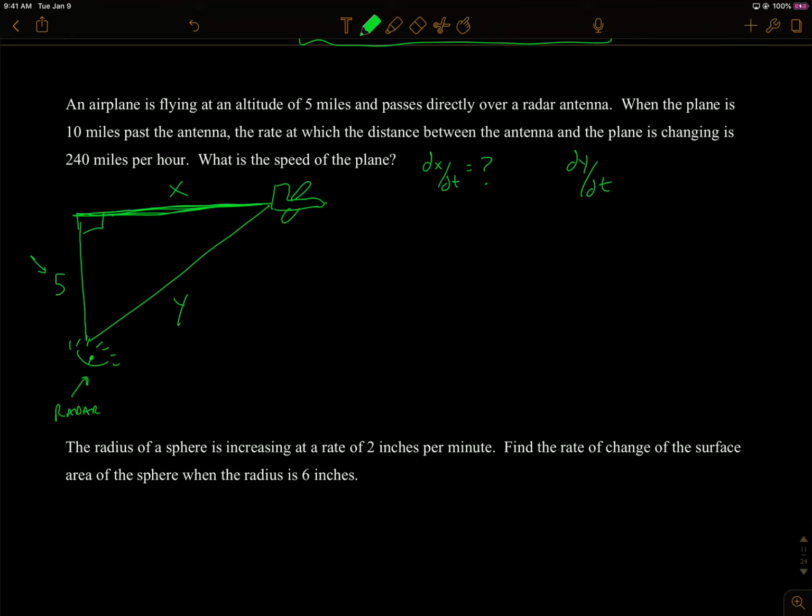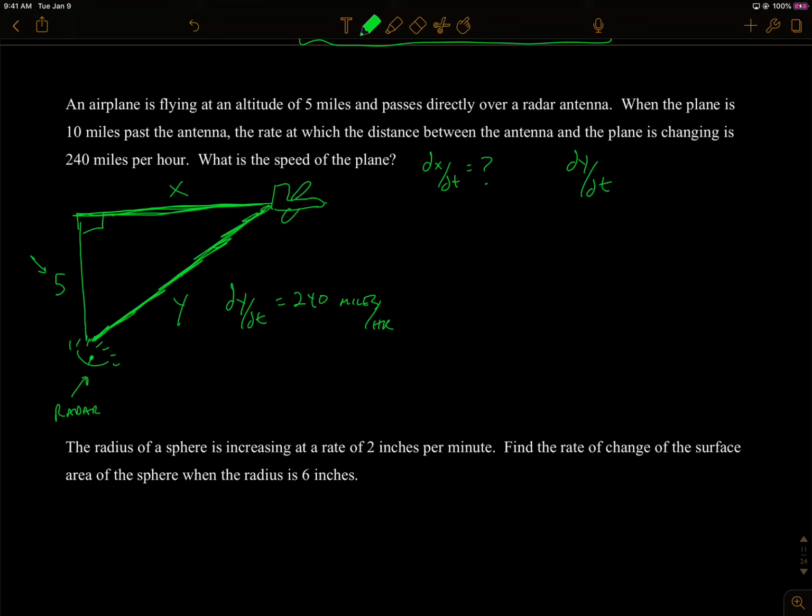And they tell us that the rate at which the distance between the antenna and the plane, so from the antenna directly to the plane, right, that rate is changing at 240 miles per hour. So that's a positive rate because y is going to be growing. We also expect the speed of our plane to be positive because x is growing. We do get a little bit into velocity here with directions. Is the plane going in a positive or negative direction? But we'll talk about that at a later time. So dy dt is 240 miles per hour.